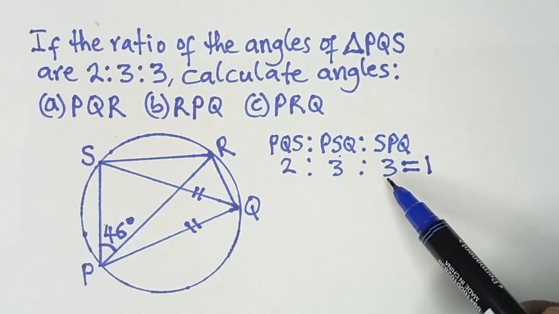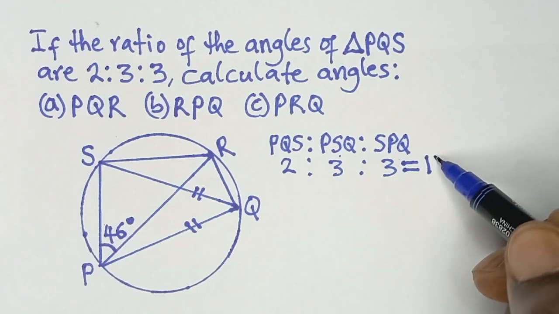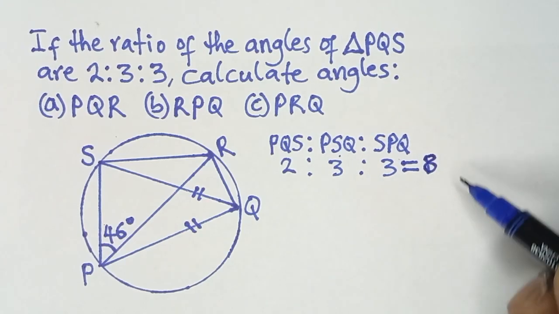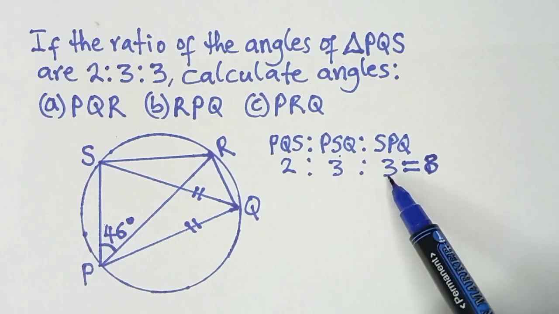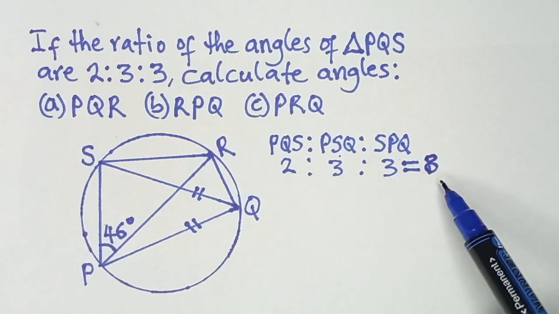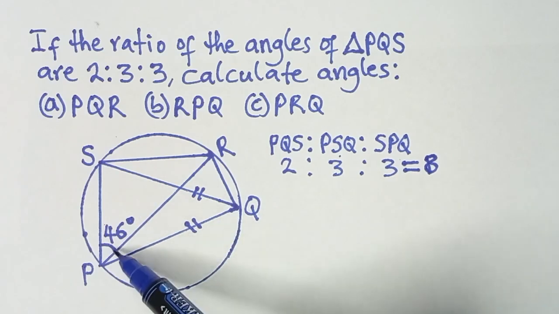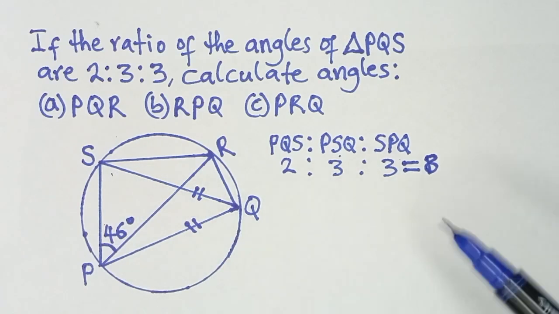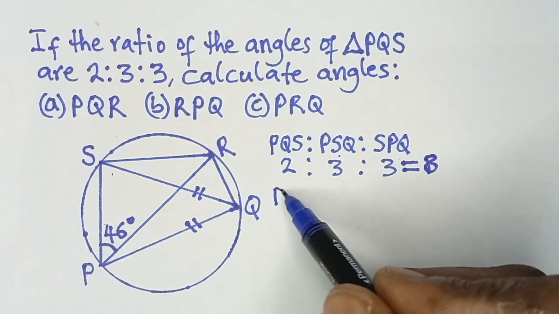So 3 plus 3 is 6, plus 2, 8. So that means the total ratio is 8. Don't forget, when we want to share in a ratio, we have to add all the ratios first. So the total ratio is 8. And then we are sharing 180 among the three angles, because the sum of angles in a triangle is 180.